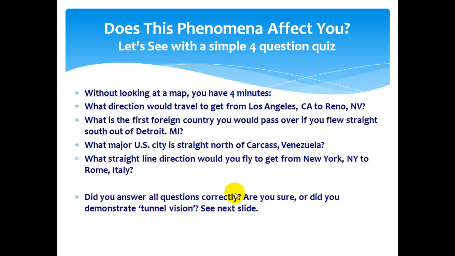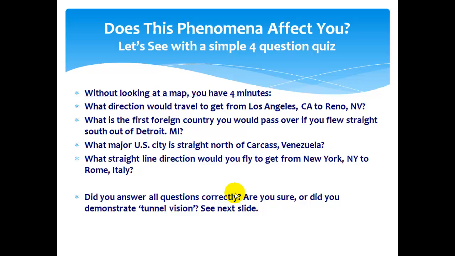Does this phenomenon affect you? Here's a simple four-question quiz to assess that. Without looking at a map, you have four minutes. What direction would you travel to get from Los Angeles, California to Reno, Nevada? What is the first foreign country you'd pass over if you flew straight south of Detroit, Michigan? What major U.S. city is straight north of Caracas, Venezuela? What straight line direction would you fly to get from New York to Rome, Italy?